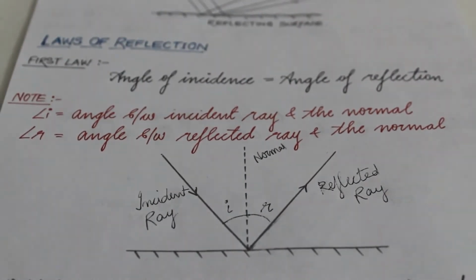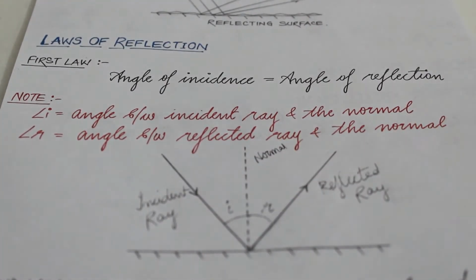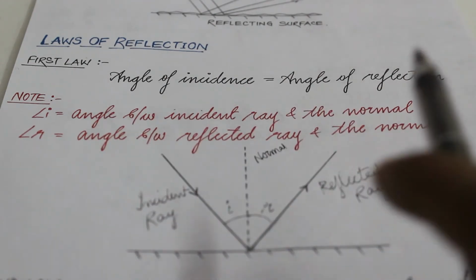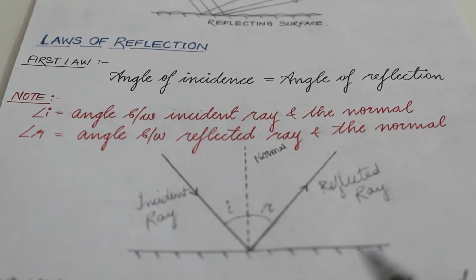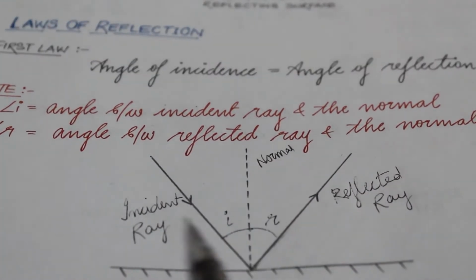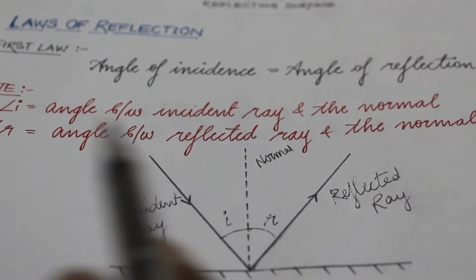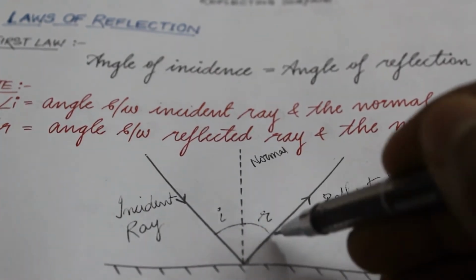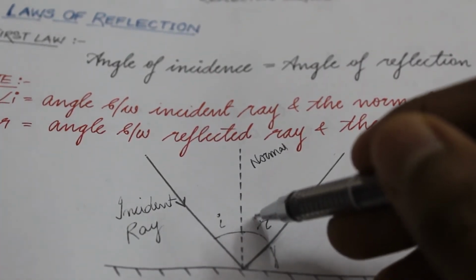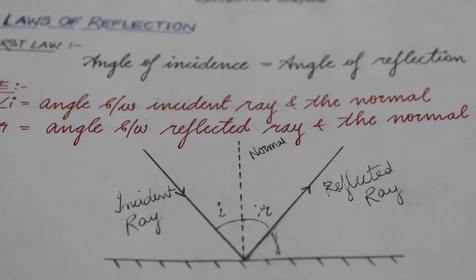So the first law of reflection says that the angle of incidence is always equal to the angle of reflection, whether the reflection is regular or irregular. This law is applicable to both types of reflection. You must note that the angle between the normal line and the incident ray is known as the angle of incidence, and the angle of reflection is the angle between the reflected ray and the normal. You can't take this angle; this is not the angle of reflection. This is the angle of reflection, and similarly, this is the angle of incidence. This is the first law of reflection.